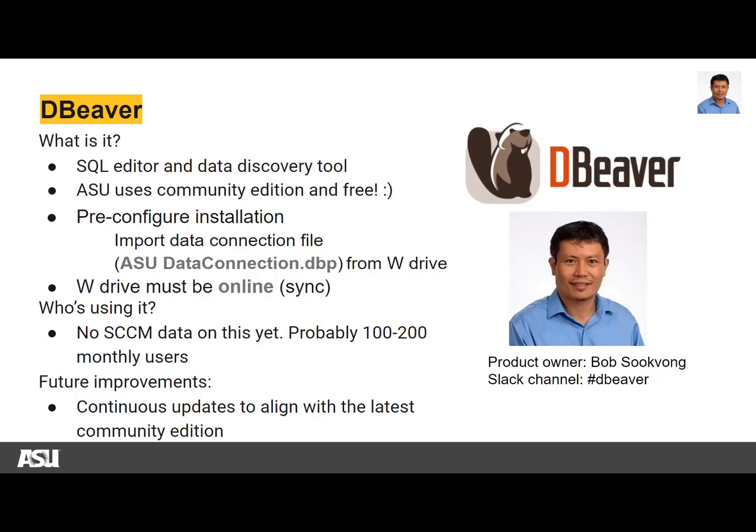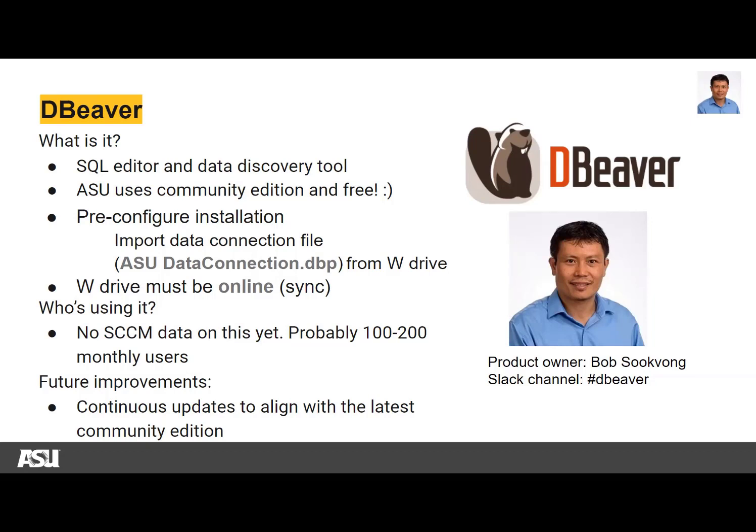Okay, for DBeaver, I probably mentioned it earlier. One thing that's different is that ASU uses the community version of it. So it's free, but they have an enterprise one that costs about $300 and does almost the same thing, except for the visual query. But I will tell more about the pros and cons in a later slide. The way we implemented it here is we set up presets for different types of databases, and then all you need to do is import one file, the ASU data connection DBP file, and you will see all the connections already preset for you.